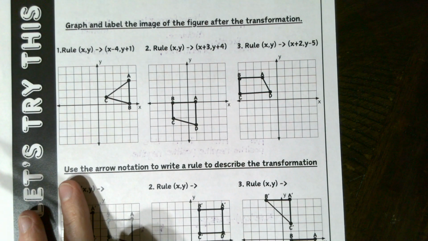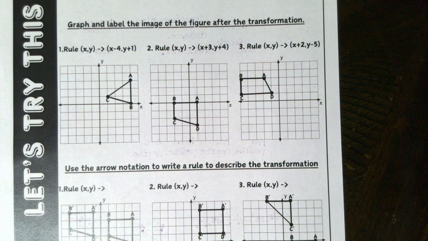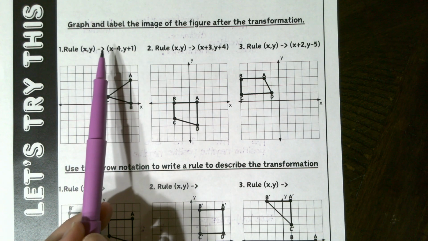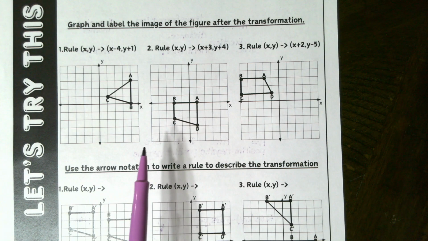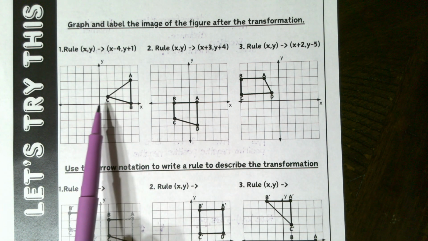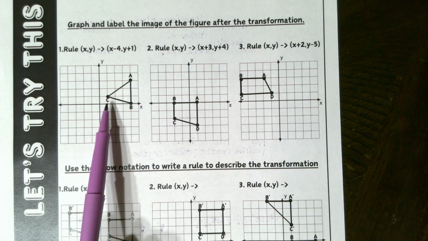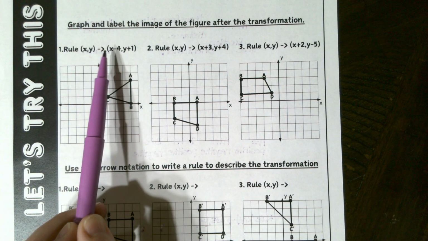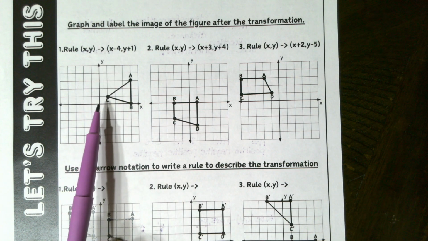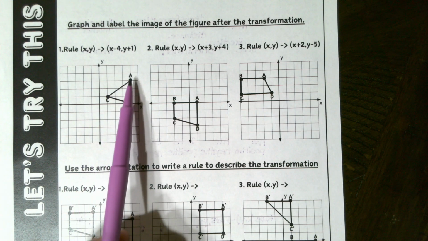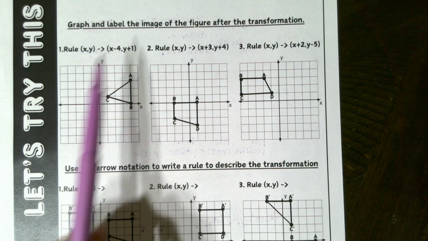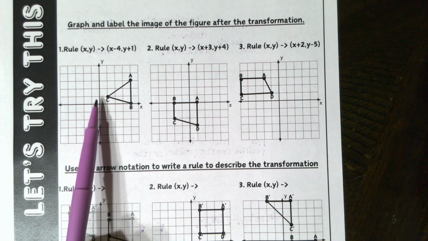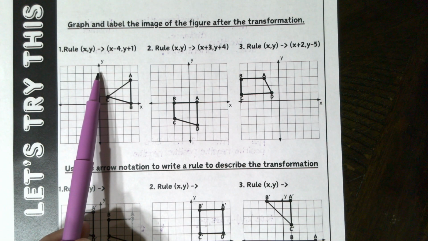Then you're going to move here and you are going to graph and label the image of the figure after the transformation. So here's your rule. It started out with x and y, and now it's x minus 4 and y plus 1. So what you need to do is figure out what your points are. So let's look at A. A is 1, 2, 3, 4, 1, 2, 3. So the x is 4. So what's 4 minus 4? That's 0. So I know my x is going to start here. And then 1, 2, 3 was my y. What is 3 plus 1? It's 4. So your new A is going to be 0, 4. So I'm going to go 0, 1, 2, 3, 4. My A starts here. Okay?